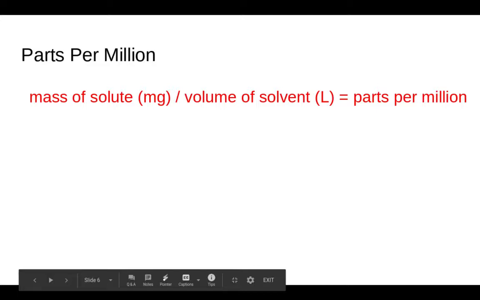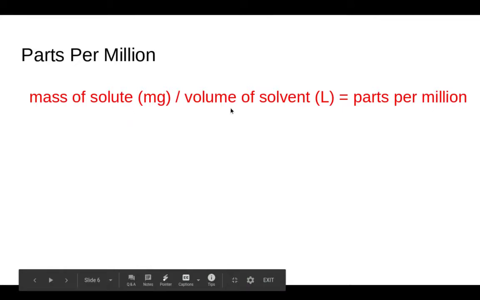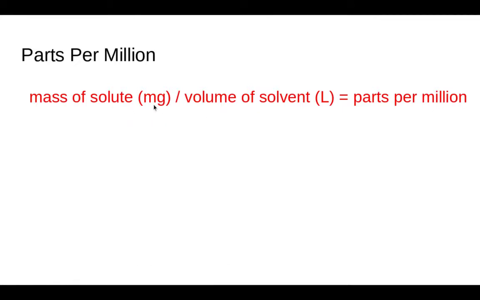Now, again, kind of similar, but the units are different. So for parts per million, we take our solute divided by our solvent, but this time we need to have milligrams and liters. This is very, very important. It must be milligrams and liters. Why? Because a milligram is 1 times 10 to the minus 6, okay?